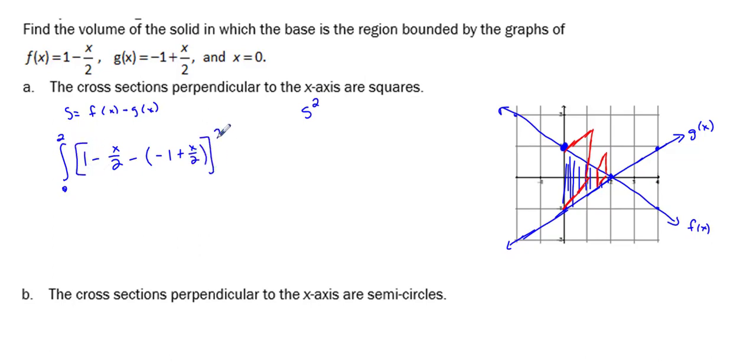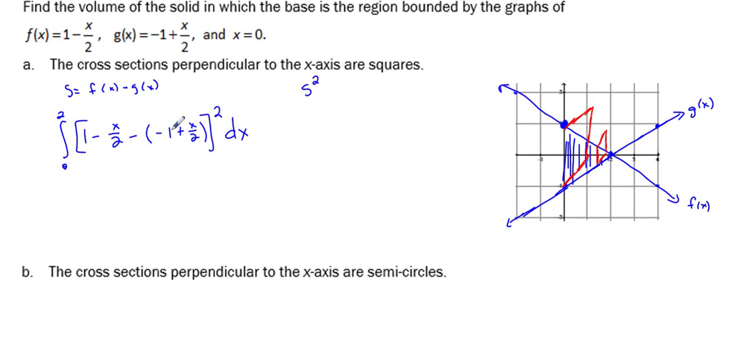All of that squared, because this would be the distance between the two curves, which is the side length of the square, and our area is side length squared, and then dx. If this was a calculator portion of the test, you could just write this out, enter it in your calculator, and you're done. But no calculators for this stuff. Let's see what we can get. Let's simplify inside the square, make this life easier for ourselves, hopefully.